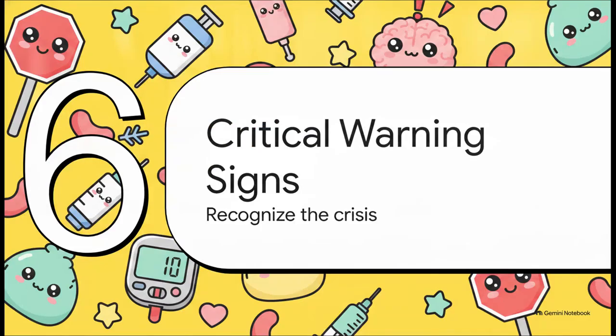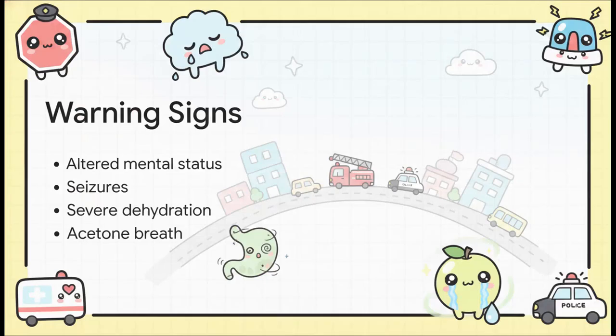Section 6, Critical Warning Signs. Let's look at what everyone actually agrees on. Regardless of which medical philosophy is correct, recognizing this crisis early can absolutely save a life. If you see a loved one showing unusual drowsiness, severe dehydration, or that distinct fruity acetone-like breath, do not wait. The body is actively losing its metabolic balance. At this stage, it is a full-blown medical emergency requiring professional intervention, period.